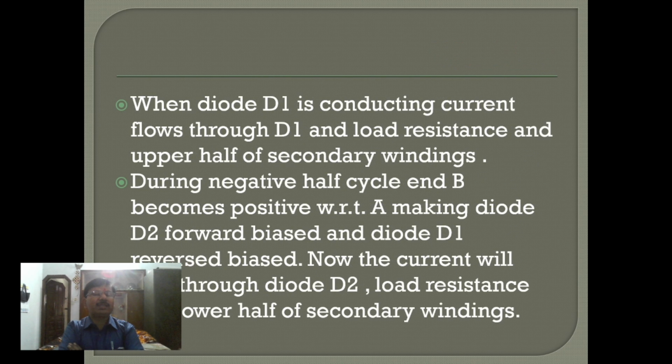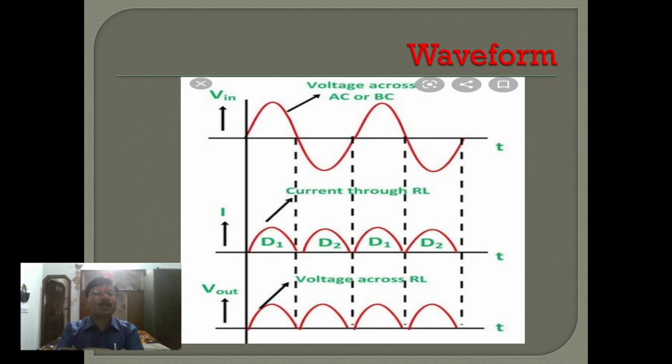When diode D1 is conducting, current flows through D1, the load resistance and the upper half of the secondary winding. During the negative half cycle, end B becomes positive, making diode D2 forward biased and diode D1 reverse biased. Now the current will flow through diode D2, the load resistance and the lower half of the secondary winding. This is the waveform of the rectifier.